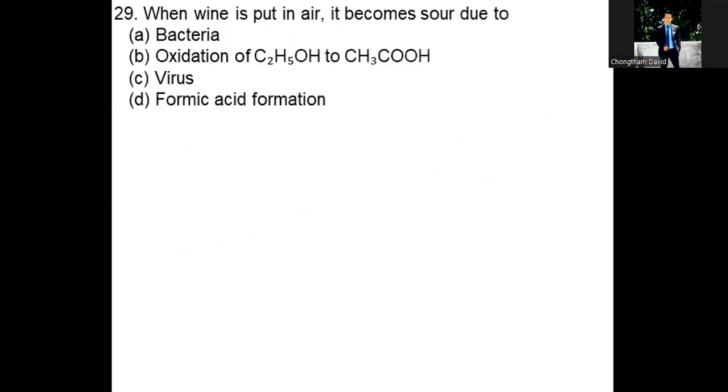Question number 29. When wine is put in air, it becomes sour, it is due to oxidation. Wine is what? Basically, it is your primary alcohol. Okay, it becomes sour because primary alcohol can change to aldehyde, then change to acid. Vinegar, vinegar is sour.